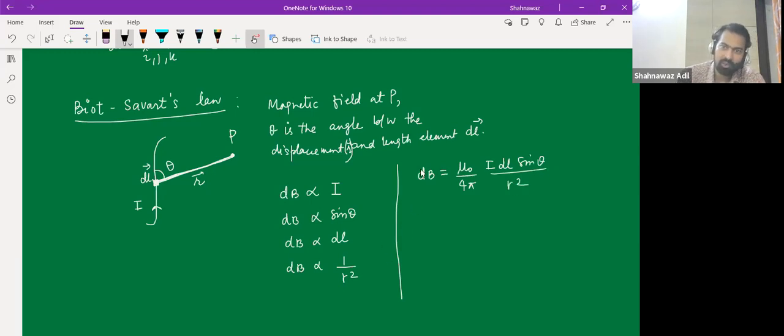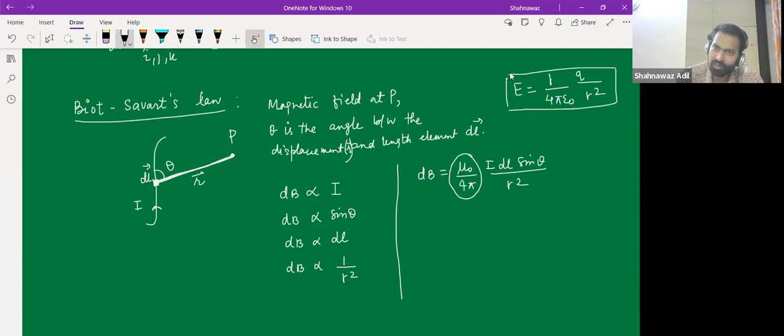This is clear to you guys? So this is the proportionality constant. Okay, so you guys compare with the charge. We calculated the electric field as 1 by 4 pi epsilon naught, and this is what? Let's say q by r square. Right? That is how the electric field varies. Am I correct, guys?